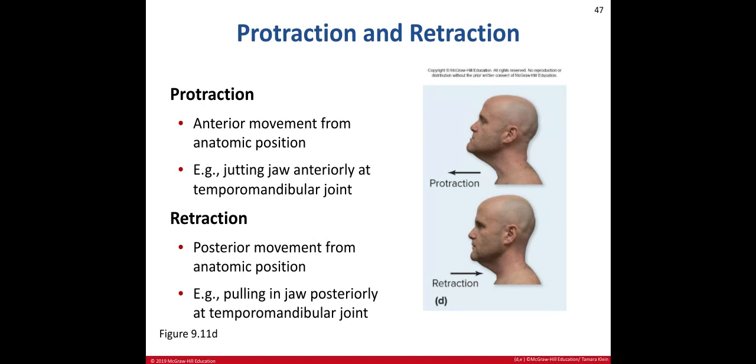Okay. Another special vocab is protraction and retraction. Protraction is sort of like jutting forward. It's the anterior movement away from the anatomic position, like sticking your jaw out. Retraction is then pulling it back.